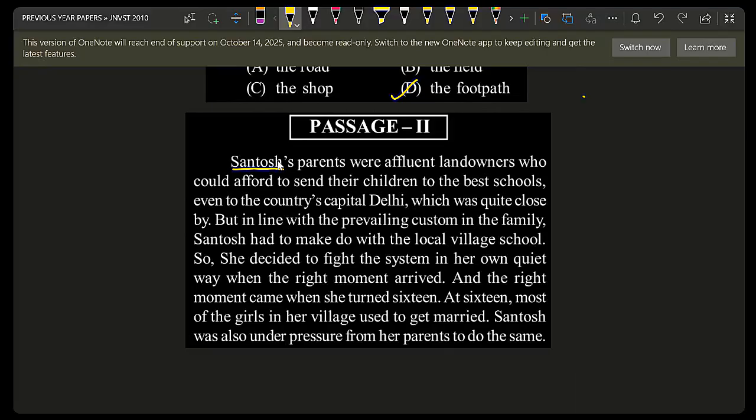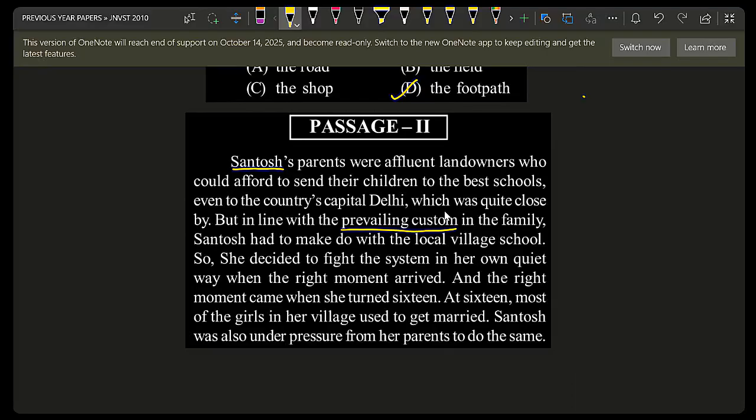They were capable of sending Santosh for education to Delhi, which was quite close by. So they are staying nearby Delhi, but in line with the prevailing custom in the family. So there is a prevailing custom. What is that prevailing custom? Santosh had to make do with the local village school. So even though they have the money to send Santosh to Delhi for studying, they are making Santosh study in the local village school.